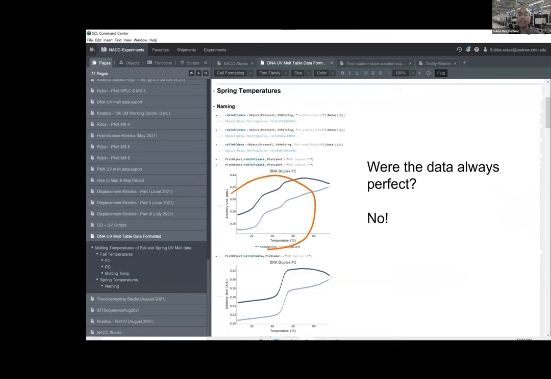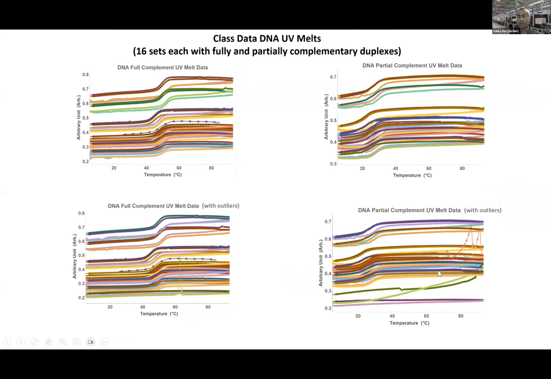These are also not always perfect. These are not simulations, right? This is real data. You can see when there's a glitch. For example, in the bottom right, you can see there's some data that are glitchy, so you can exclude that from the analysis.